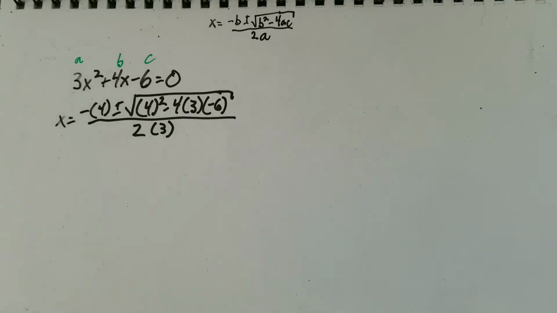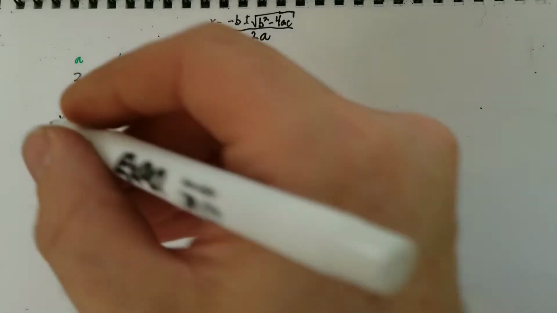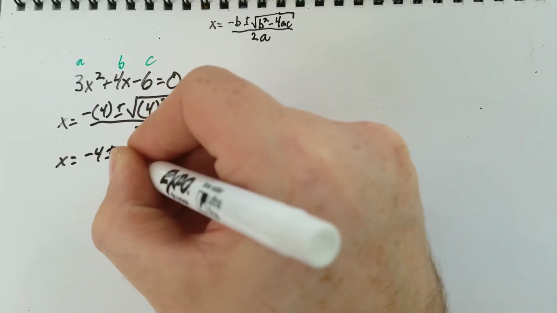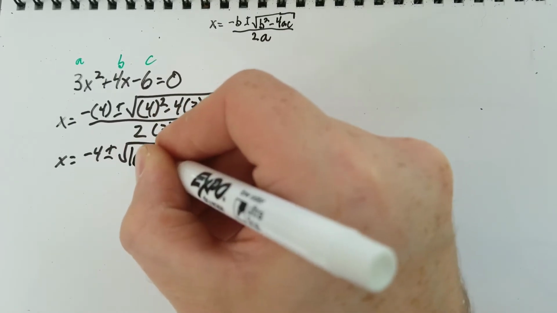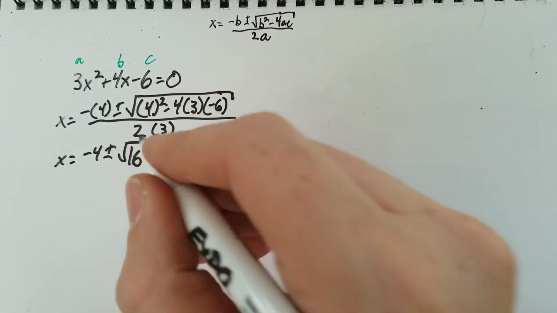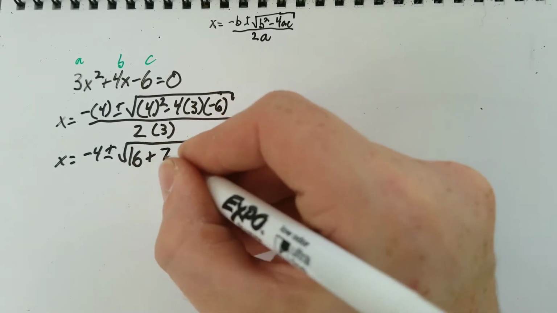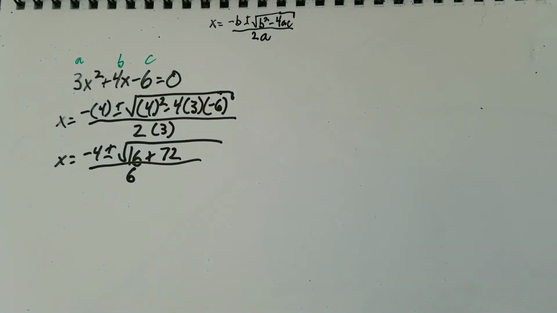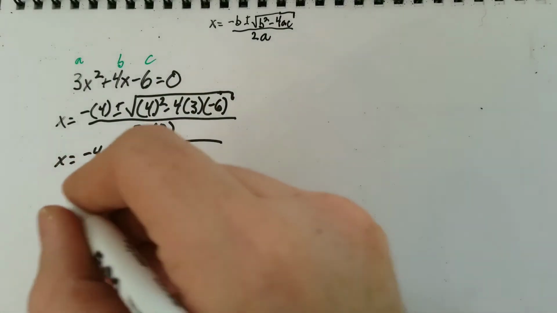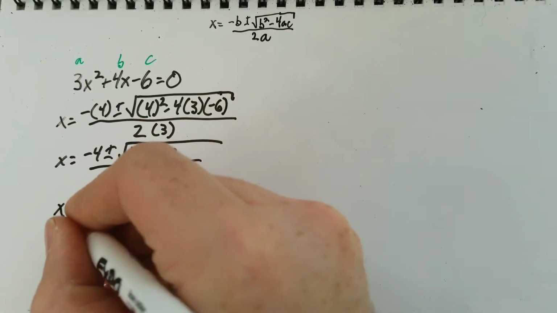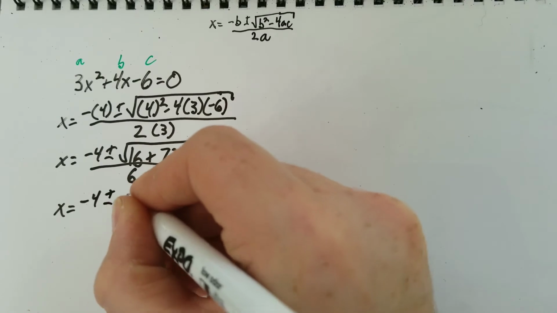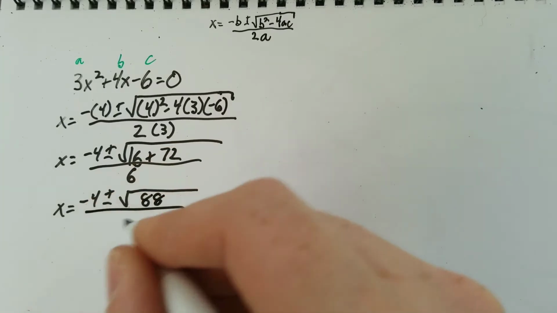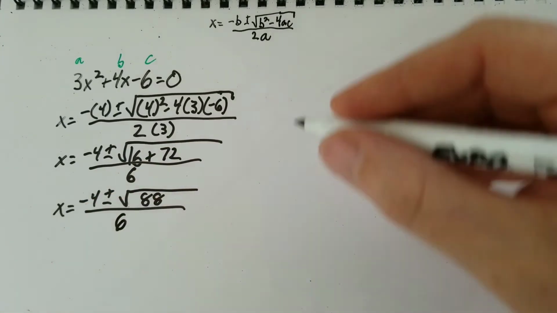And again, at this point, all we've got to do is solve it. So we get x equals negative 4 plus or minus the square root of 16 plus, because we have 2 negative signs, it's going to be a plus, 72, all over 6. Now we're going to add what's in the square root. Negative 4 plus or minus the square root, 72 plus 16 is 88, over 6.